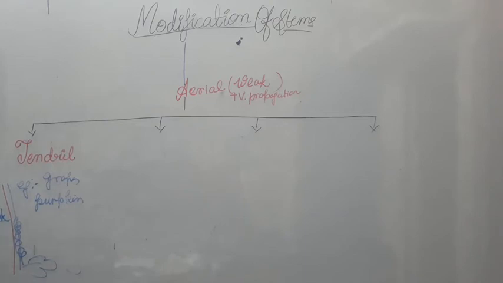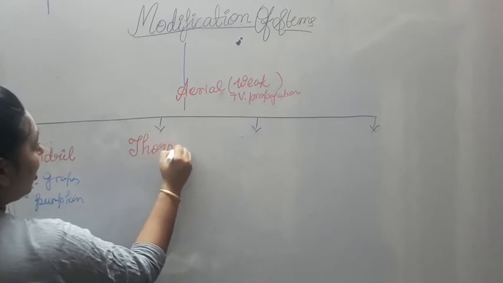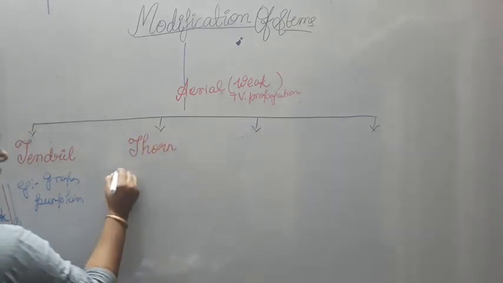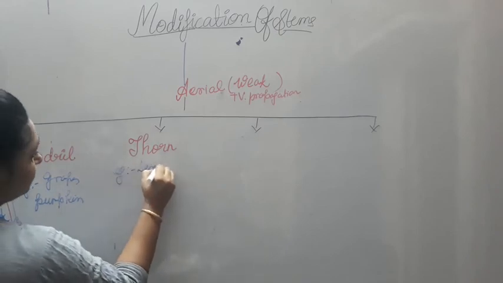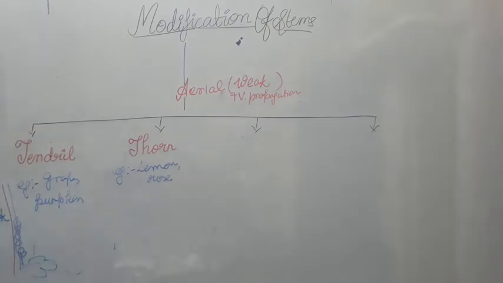Now next we are having thorn. Thorn, for example, you might have seen in the lemon. You might have seen this in the rose also. They are actually to support the plant because their stems are weak. So because of these woody thorns, it gets some support and some survival. It is also there to help the plant protect itself from the animals too.